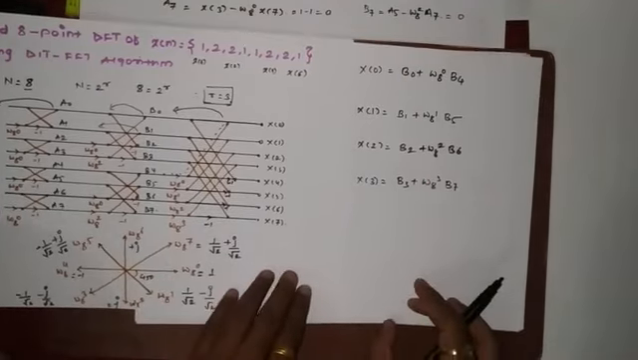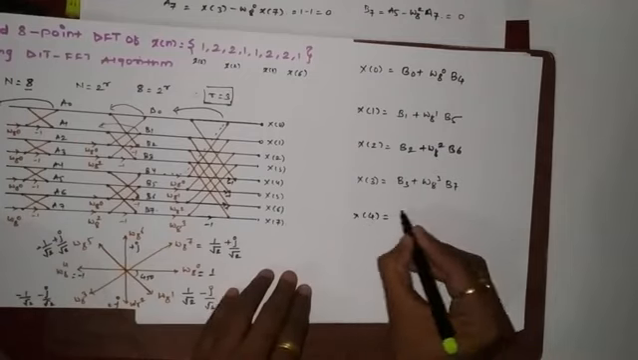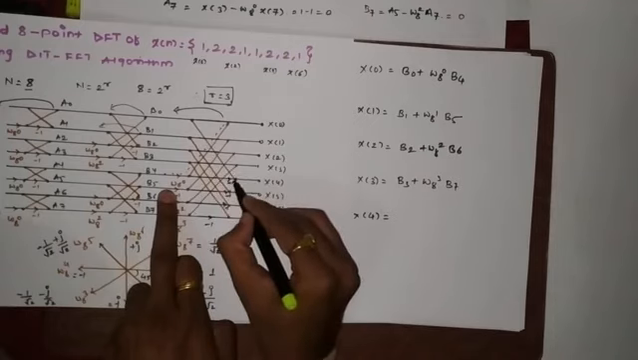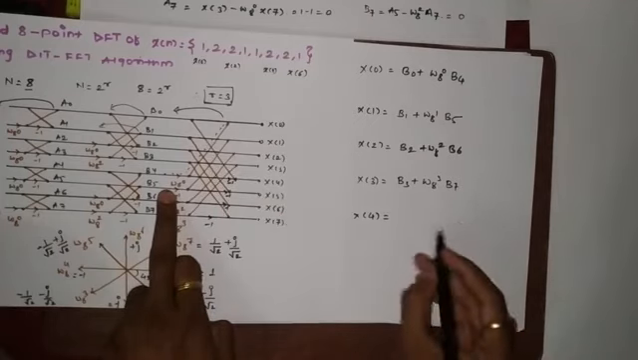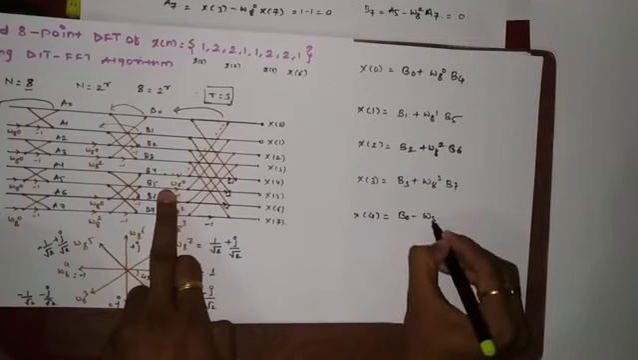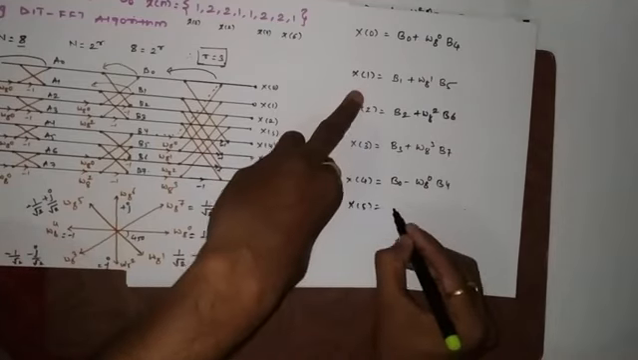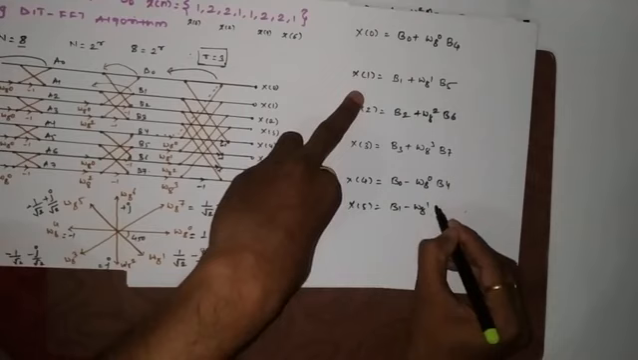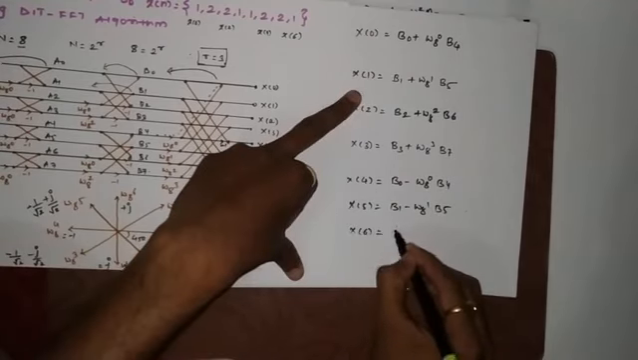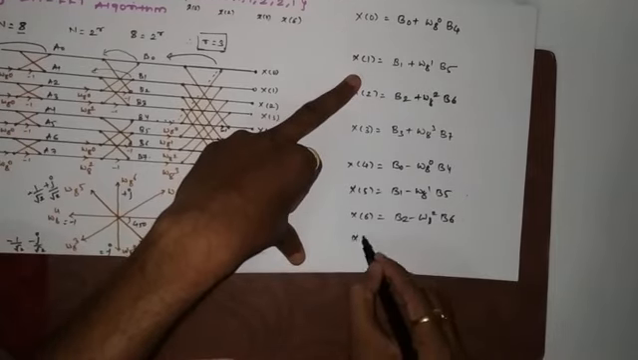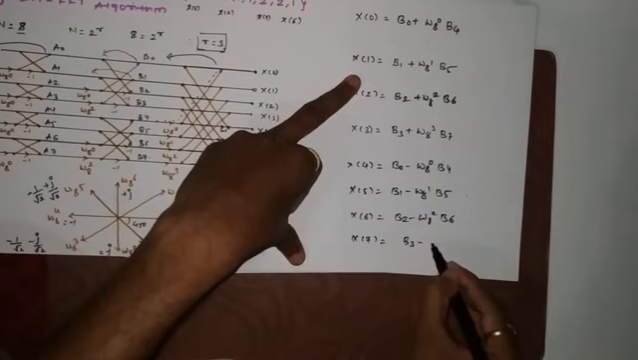After b4, b5, b6, b7 come b0, b1, b2 and b3. Now we'll come across the next. x4 has the first input b0 with a minus sign, which means exactly the reverse of this. So we'll write b0 minus omega 8 to the 0 into b4. x5, again exactly reverse, is b1 minus omega 8 into b5. x6 is b2 minus omega 8 square into b6, and x7 is b3 minus omega 8 cube into b7. I hope you got those equations.